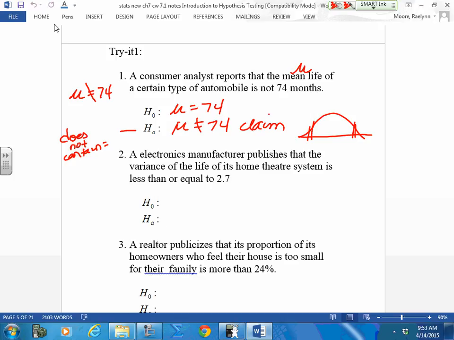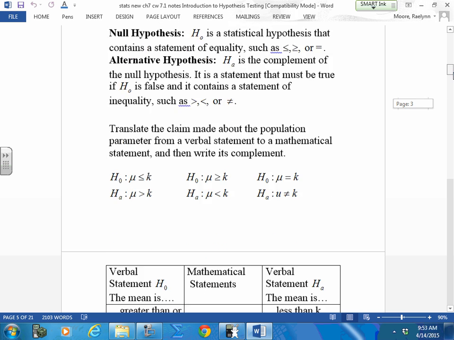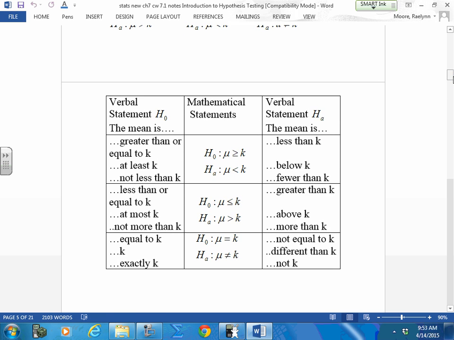No. They gave us a not equal, so this doesn't have an equal sign in it. That's why I wanted him to give me this first. You have to talk about the equal sign. This statement does not contain an equal sign. Go back to this chart over here. Look, your HO always contains the equal sign.